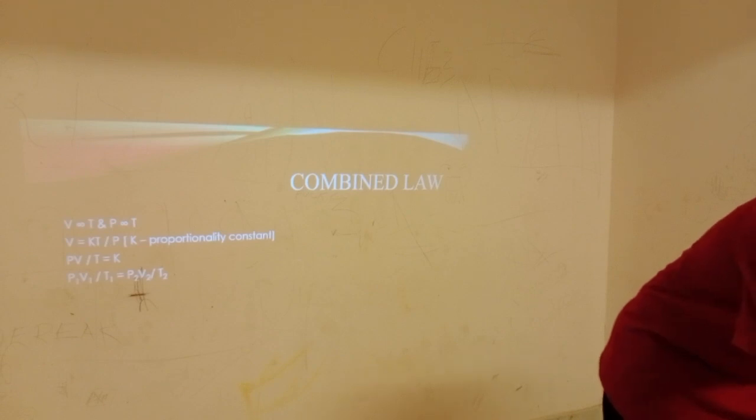Now, it is known that if A is directly proportional to B and C is directly proportional to B, this means that A into C is directly proportional to B. So here we know that V is directly proportional to T and P is directly proportional to T. So we combine both of them, we get V into P.